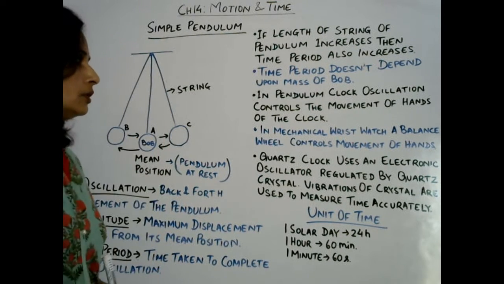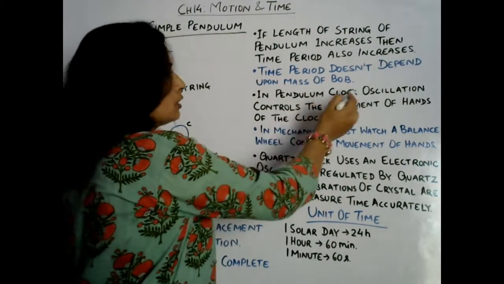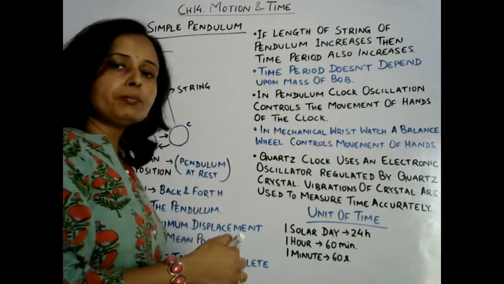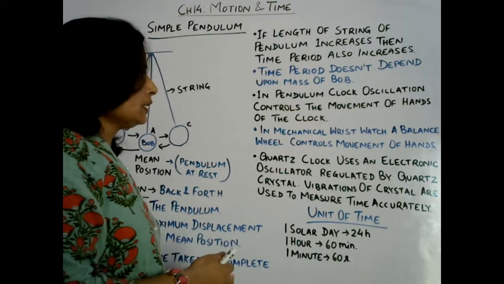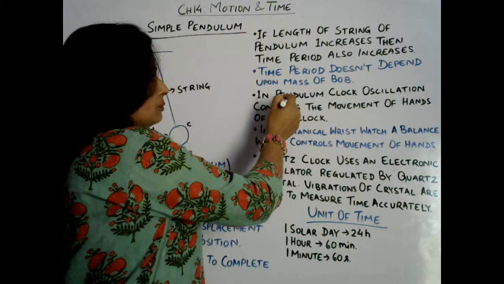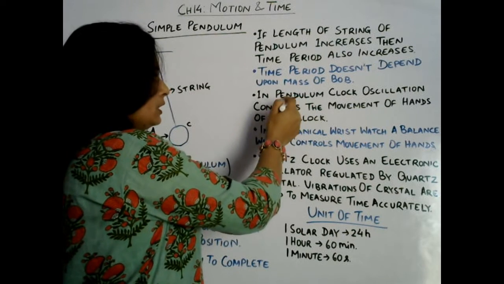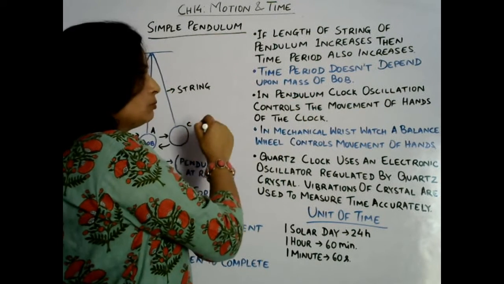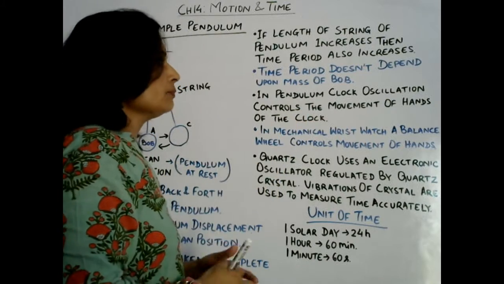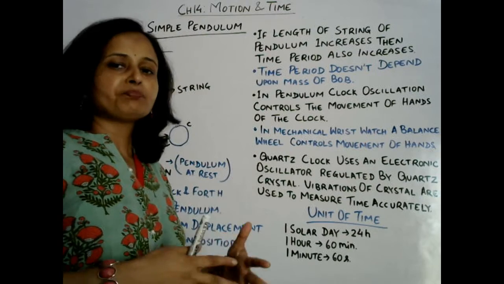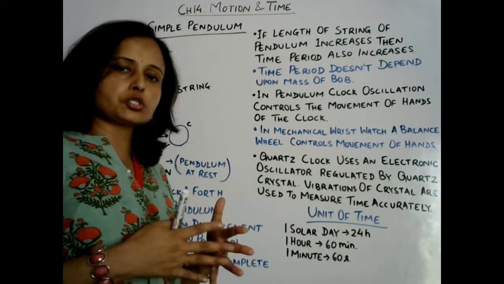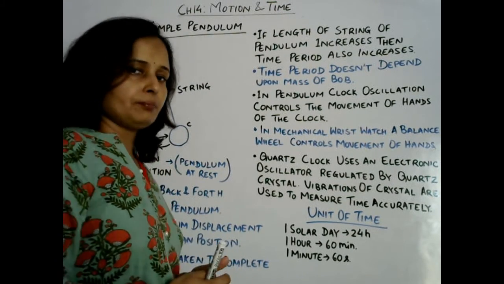In a pendulum clock, oscillation controls the movement of the hands of the clock. The oscillation of the pendulum, that is this movement of the bob, controls the movement of the hands of the clock, and in that way the pendulum clock shows accurate time.